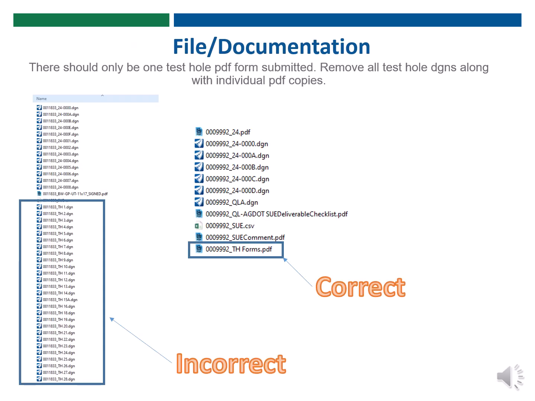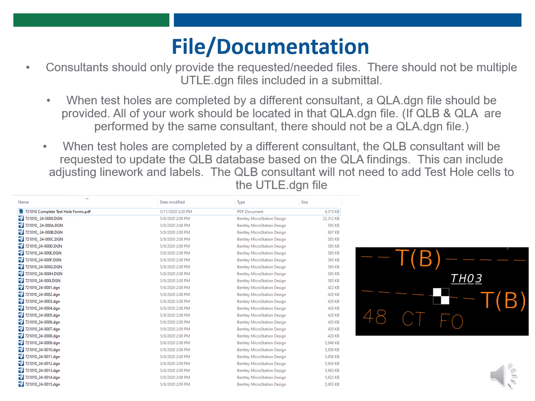Now we'll discuss some file management and documentation. There should only be one test hole PDF form submitted. Please remove all individual test hole DGNs and PDFs. Consultants should only provide the requested files per the checklist. There should only be one UTLE DGN file included in the submission.